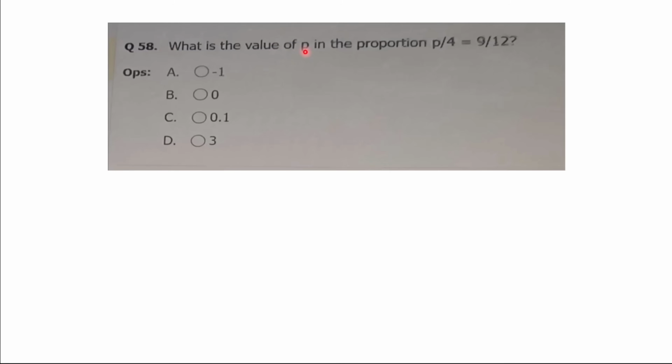What is the value of P in the proportion P by 4 equals 9 by 12? The equation is P by 4 equals 9 by 12. Here in the table of 4, 12 will come for 3 times, and in the table of 3, 9 will come for 3 times. So the value of P is 3. The correct answer is 3 and the correct option is D. Let's see the next question.